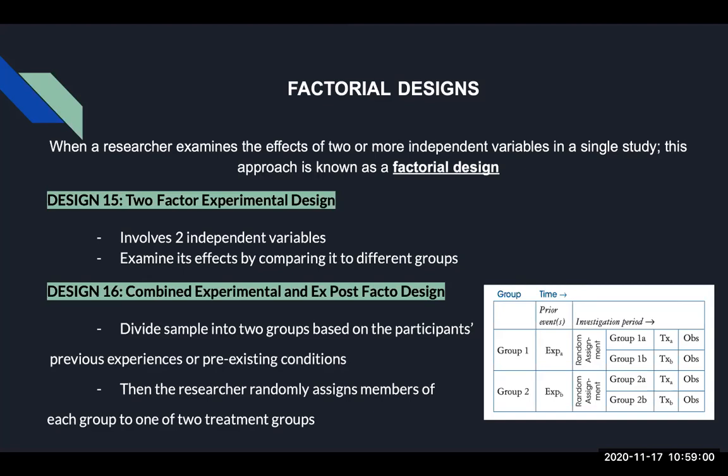Design 16, combined experimental and ex post facto design. In this one, you divide the sample into 2 groups based on the participants' previous experience or pre-existing conditions. Then the researcher randomly assigns members of each group to one of the 2 treatments.